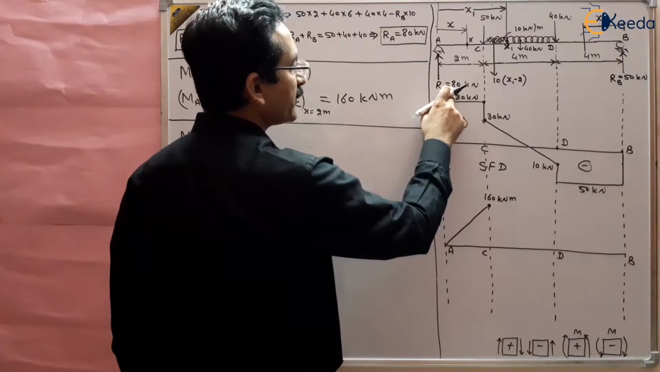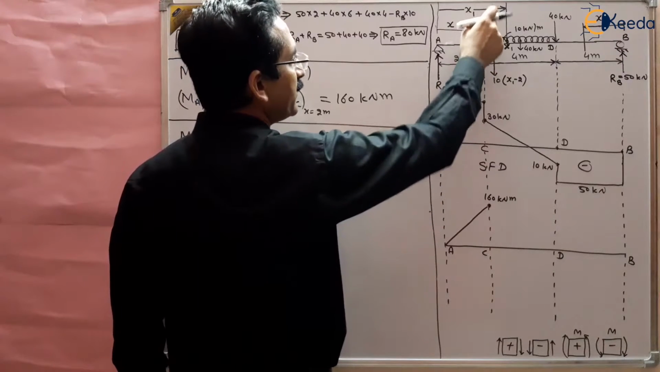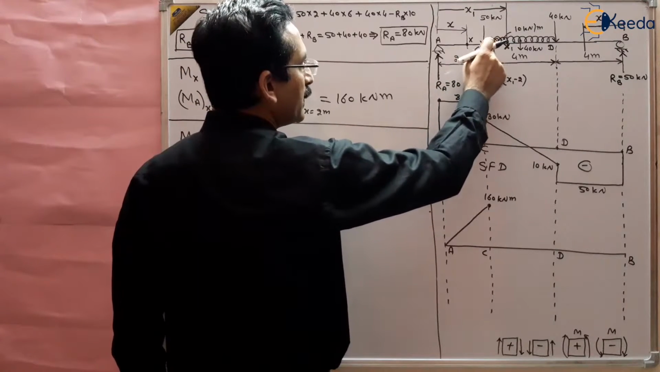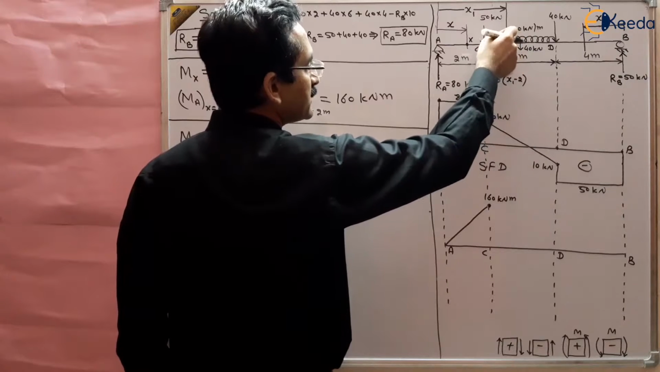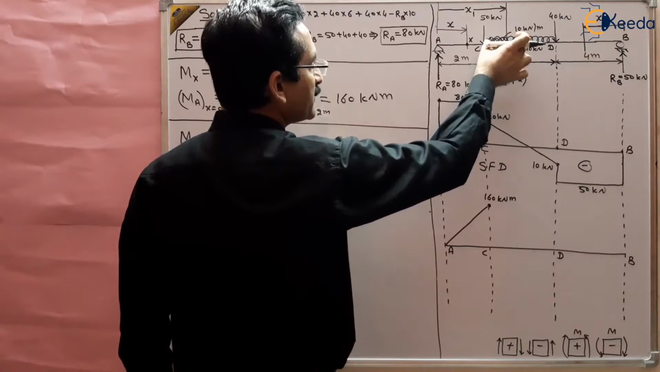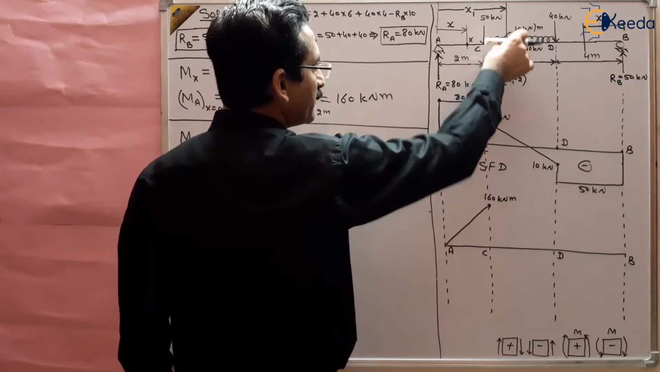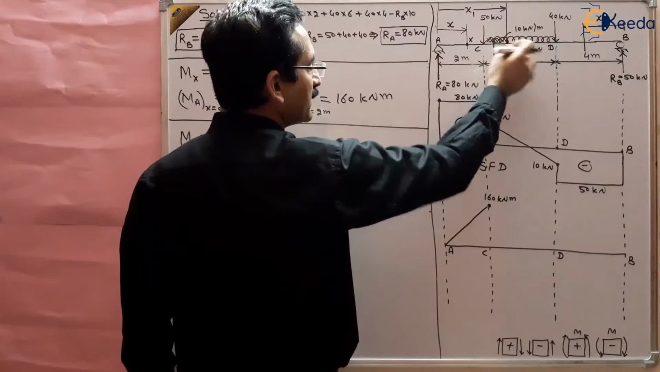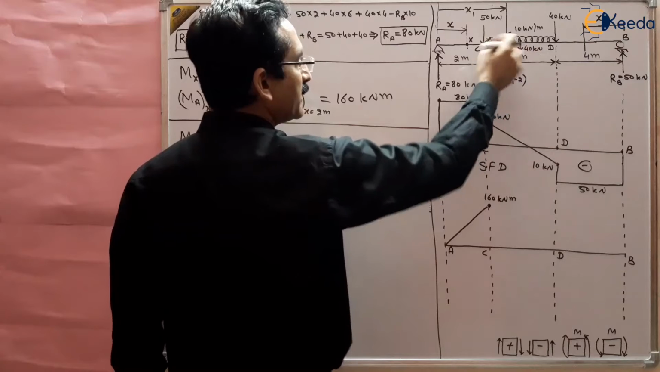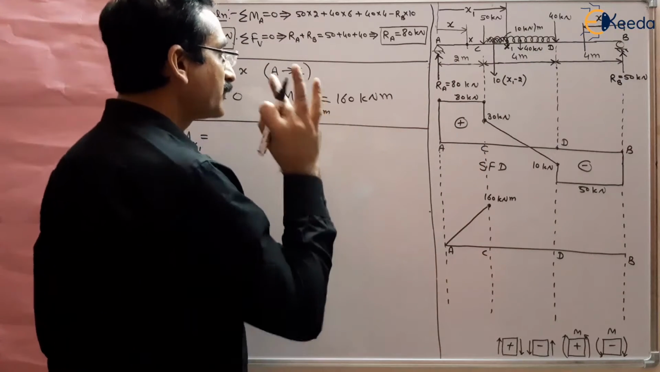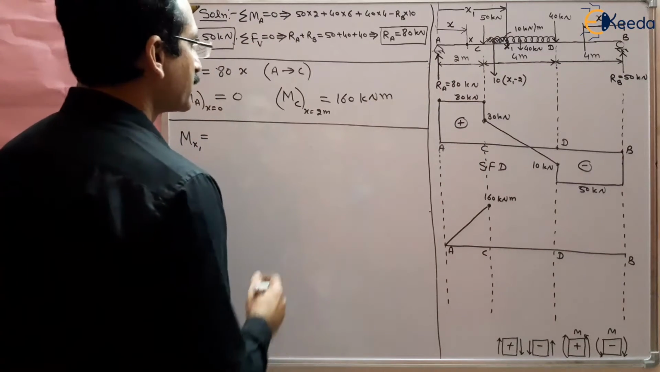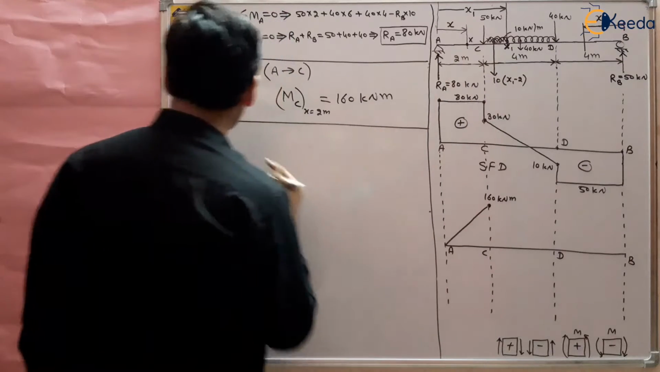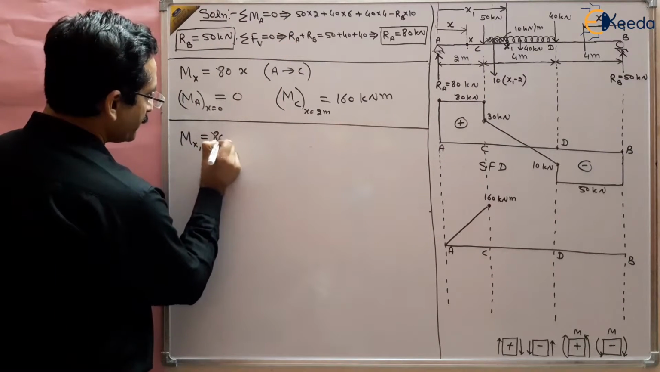One is 80, which is Ra, another is 50, which is at point C, and another is some part of the UDL, the Cx1 part of UDL, which is 10 times (x1 minus 2), and it is at the center of Cx1, right? So we have to take the moment of 3 forces. 80 multiplied by x1, and it is positive, 80x1.